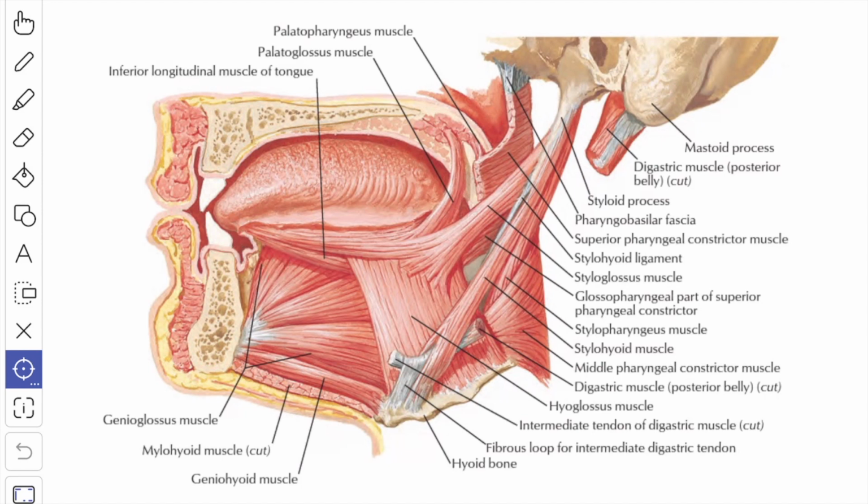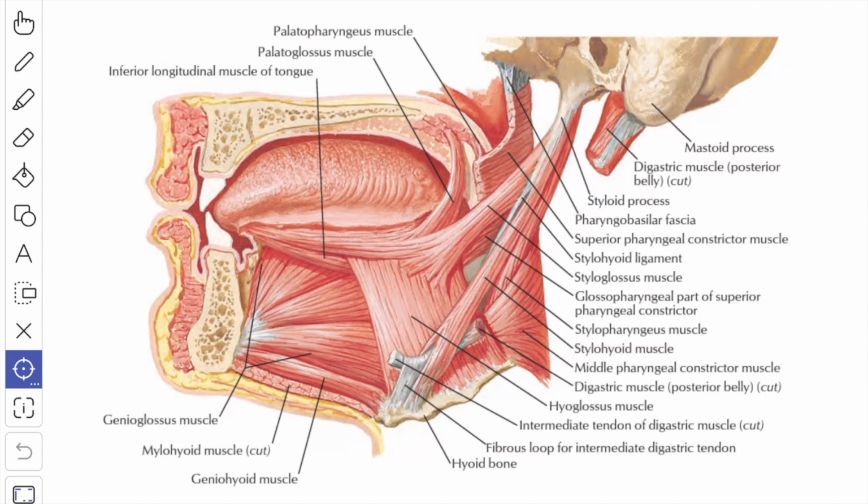Action: it protrudes the tip of the tongue and makes the dorsal surface concave from side to side. The integrity of the action of the genioglossus saves the life of the subject by preventing the backward fall of the tongue towards the oropharynx, otherwise the respiration might be obstructed. Hence, the genioglossus is called the safety muscle of the tongue.